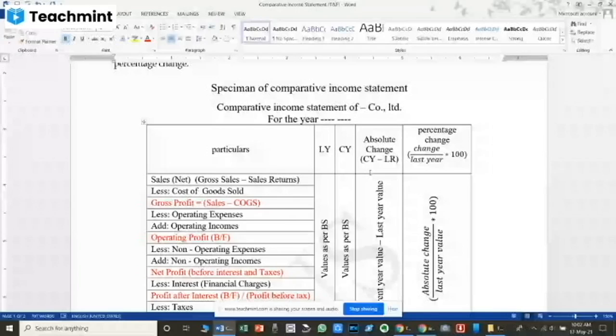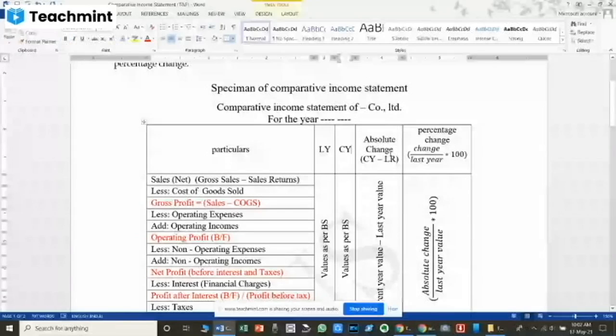The contents of the comparative balance sheet are to be applied here also. That is last year value, current year value, then actual or absolute change, which is to be calculated by deducting last year values from the current year value, and then finally we are going to get the percentage change. Same here, change divided by last year into 100. Same formula we are going to apply as in the comparative balance sheet.